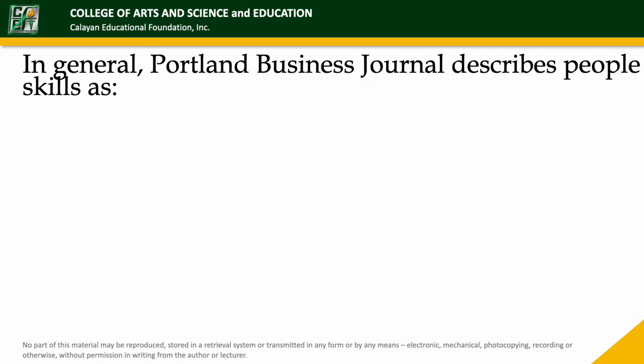In general, Portland Business Journal described people skills as the ability to effectively communicate, understand, and empathize, the ability to interact with others respectfully and develop productive working relationships to minimize conflict and maximize rapport, and the ability to build sincerity and trust, moderate behaviors, and enhance agreeableness, no?